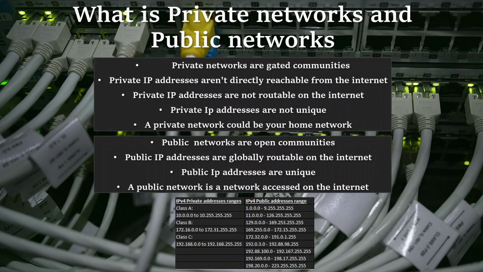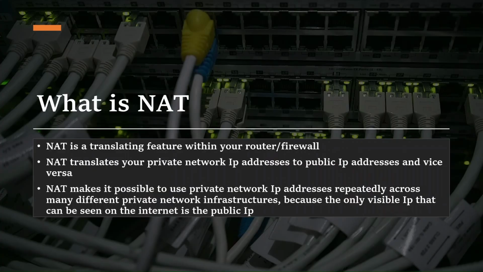But now I know that I have talked a lot about private networks and public networks, but I have not mentioned NAT once. Fear not, that question will be answered in the next slide ahead. So let's talk about NAT, or Network Address Translation, as it is called. NAT is essentially just a translator, kind of a gatekeeper within your router and firewall. Its job is to translate your private network IP addresses to public IP addresses, and vice versa.